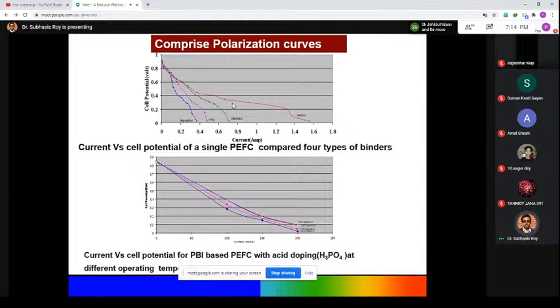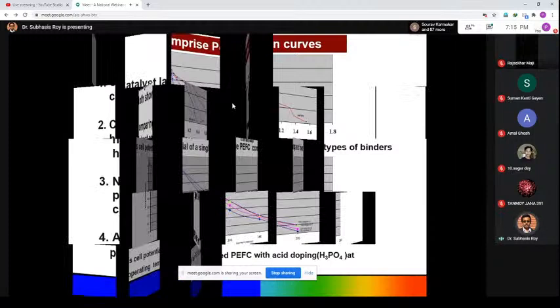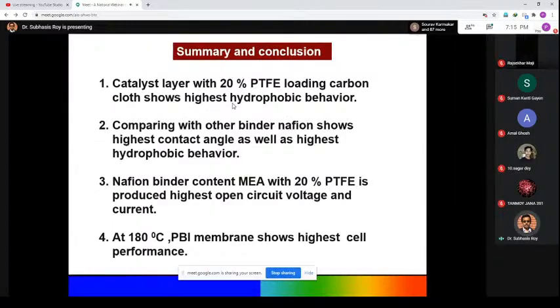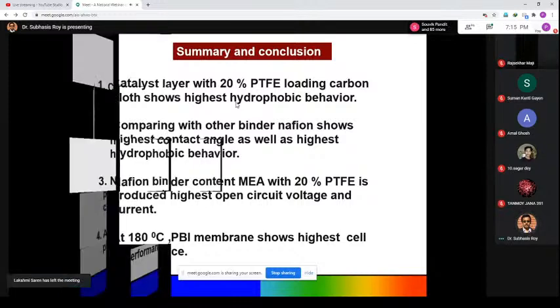Here we confirm that the PBI based material at 180 degrees centigrade is giving high current. And for the PTFE content of 20% with Nafion membrane, the cell potential is maximum. So in the case of the fuel cell, we conclude that the catalyst layer with 20% PTFE loading on carbon is giving the maximum hydrophobic property, and at 180 degrees centigrade, the PBI membrane shows the highest cell performance.